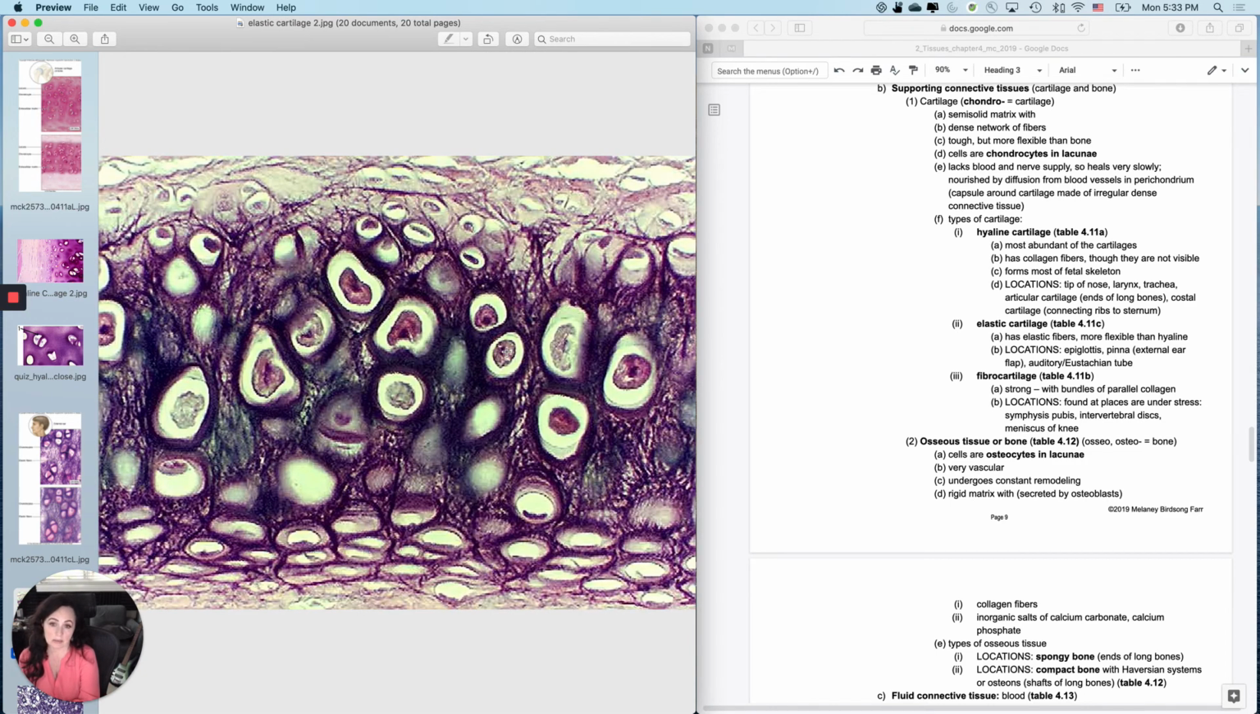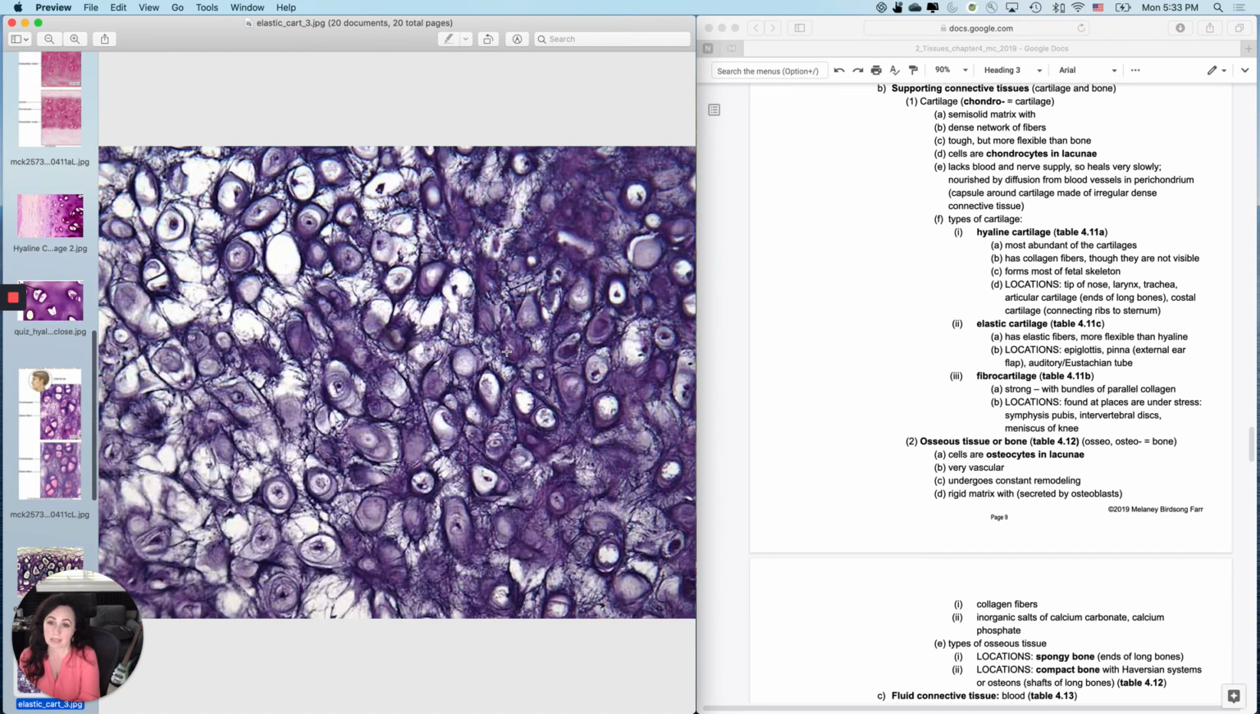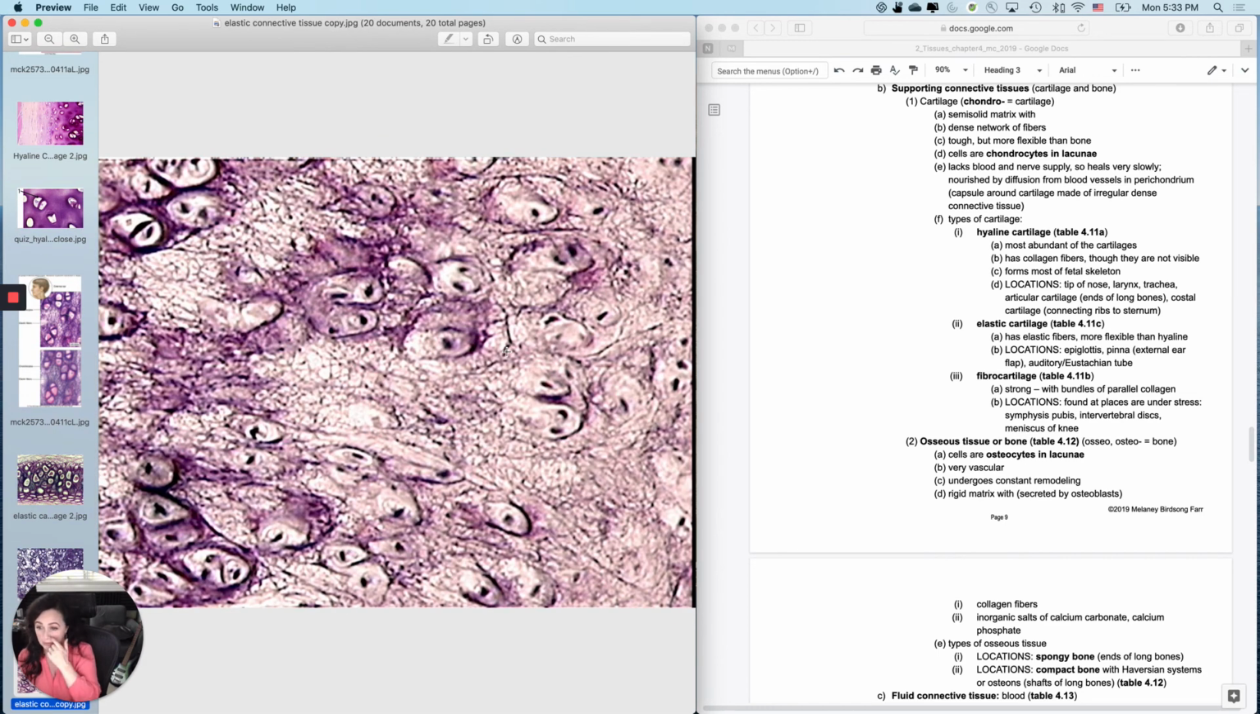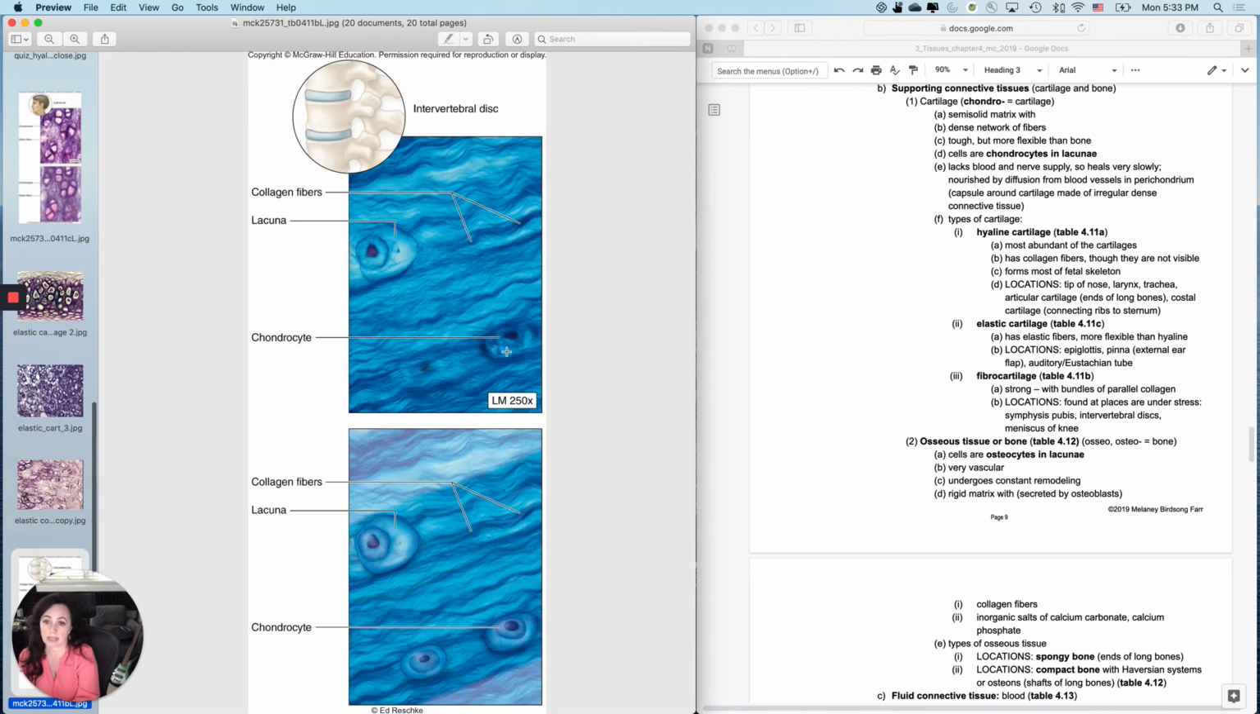Here's another one. Again, this is way closer up, but do you see those dark fibers, really branched, relatively dark in the matrix with nice bright frames around the cells? That's elastic cartilage. And this one's a beautiful one. Nice bright frames around the cells, really dark branched fibers in the matrix. That's elastic cartilage. That one's elastic cartilage, not a beautiful slide, but it's still elastic cartilage.